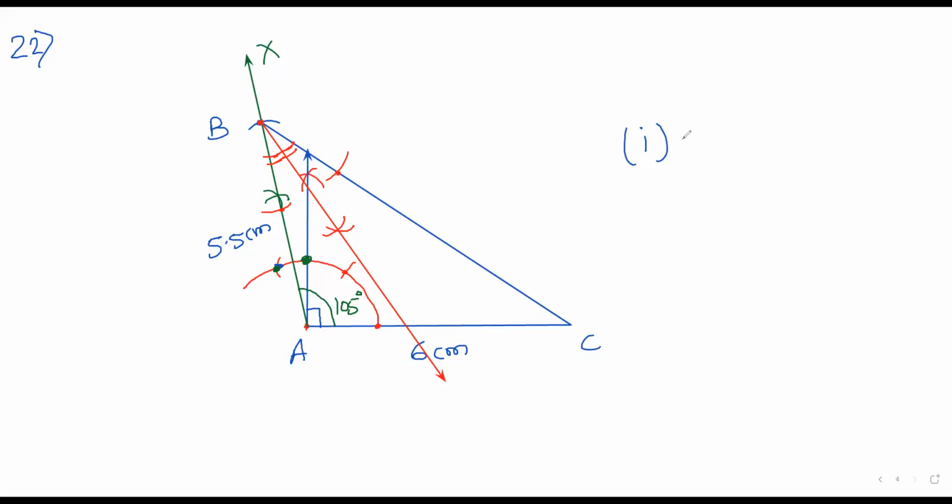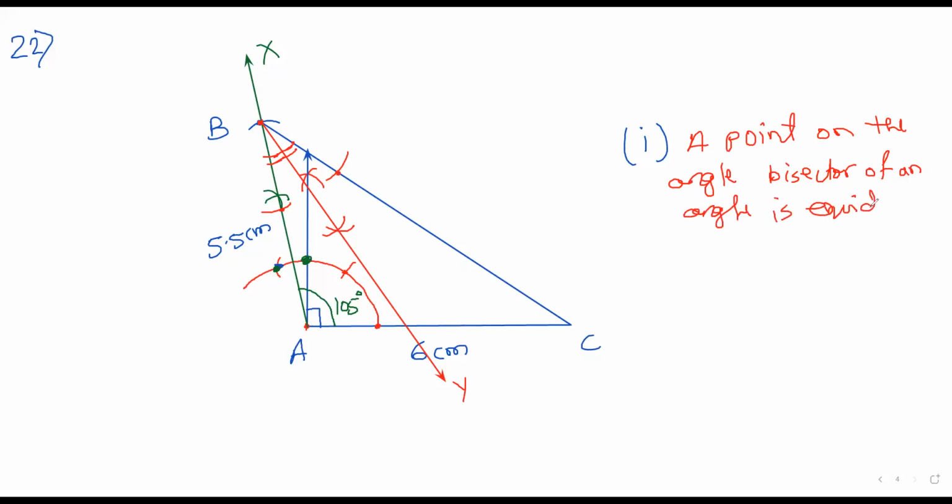So the first part is done. For the first part, what will you write? A point on the angle bisector of an angle is equidistant from its arms. BY bisects angle ABC. Okay, next.